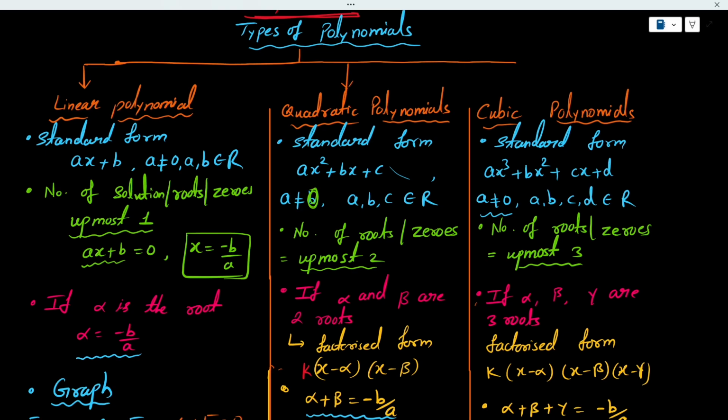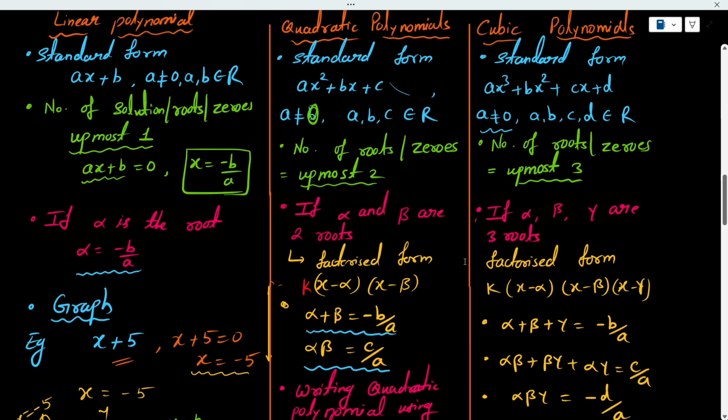Now if I take those 2 zeros as alpha and beta, then what is the factorized form? Generally, whenever it's splitting the middle term or using the identity, you can do the factorization. So if alpha and beta are the 2 zeros, we take this as the factorized form. K means if there is any common constant term, you can take it common, and alpha and beta are going to be the two roots, right?